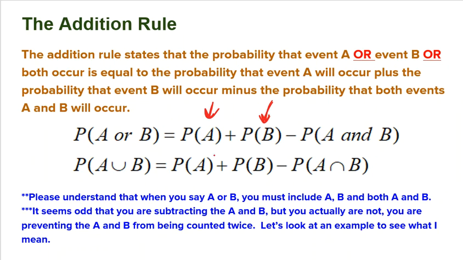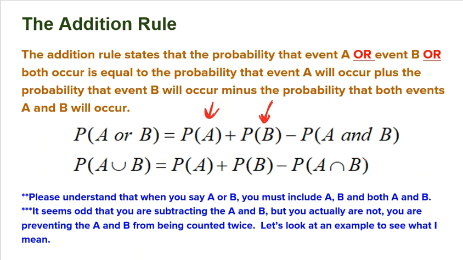Now, the other thing that I want to make sure I say again is that the opposite of A or B is neither. No A, no B. So if you think about it, the statement A or B is A or B or both. So a lot of kids think, well, then why are you subtracting? Again, hopefully you understand, I'm not subtracting to get rid of it. I'm subtracting it from being counted twice.